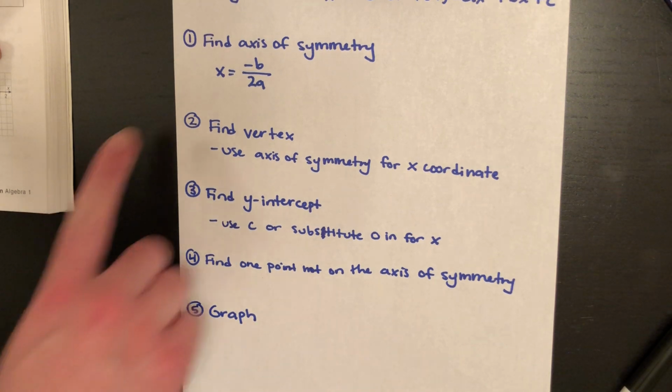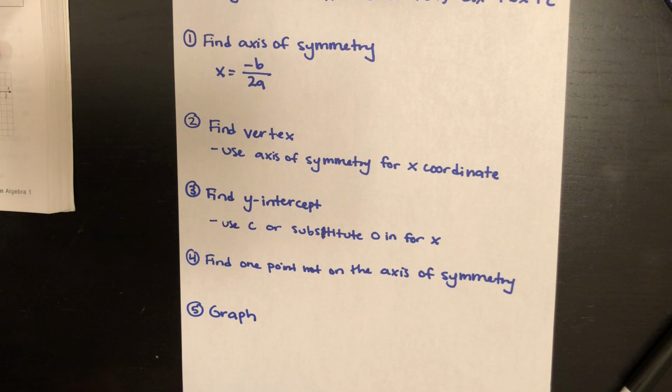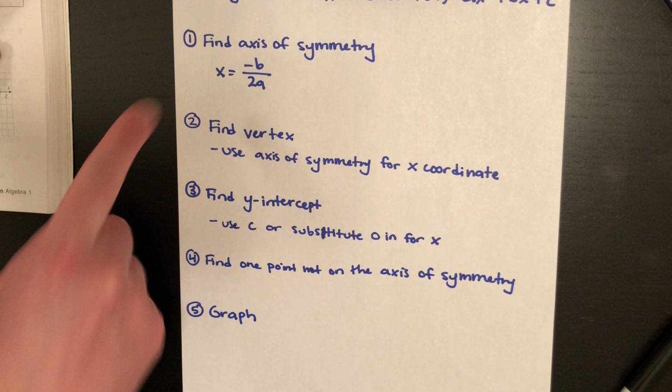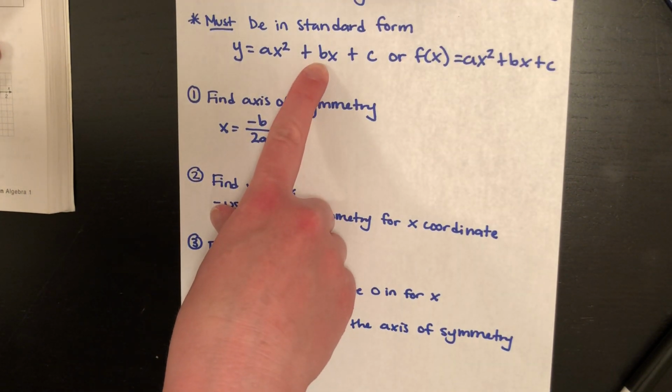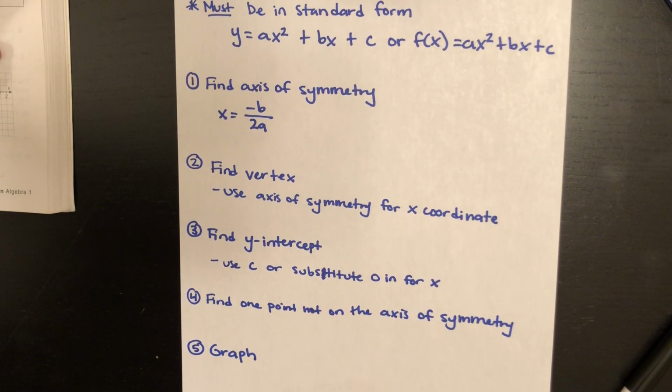The first thing is to find the axis of symmetry. If you'll remember, symmetry is when if we cut something in half, we could fold it over on itself and they would be mirror images of each other. So the equation for the axis of symmetry is x equals negative b over 2a. If you look back at our standard form, we would have negative b and then we would have 2a. That will get us our axis of symmetry.